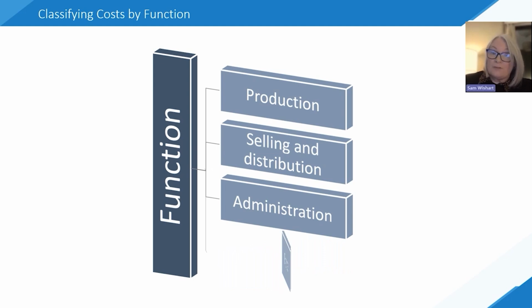Okay, so production costs might include the wages of staff making the product or providing the service, as well as those supervising.